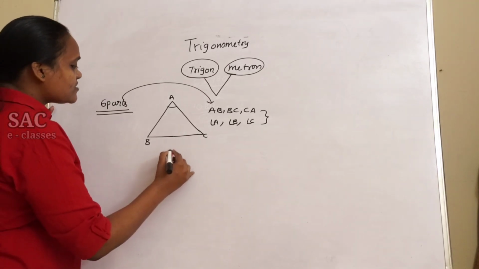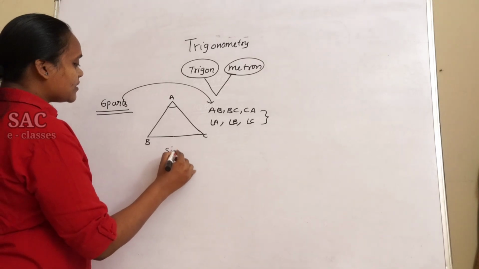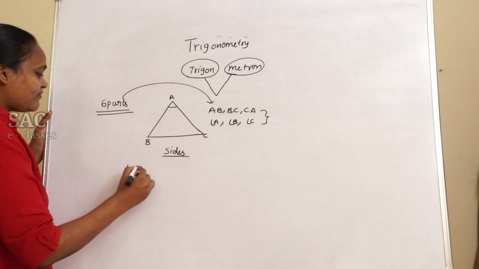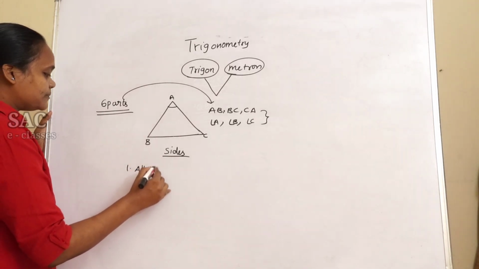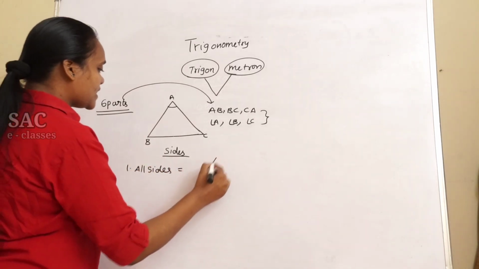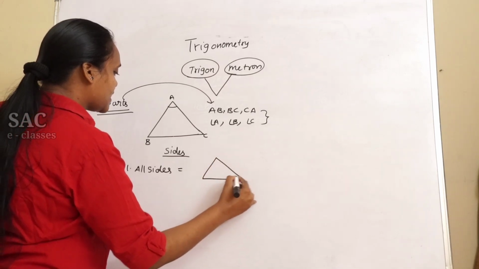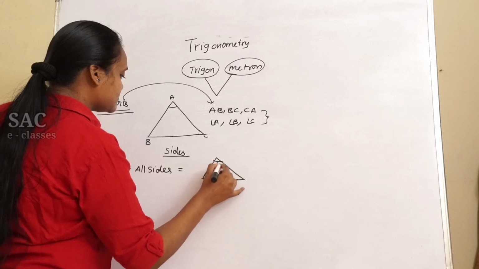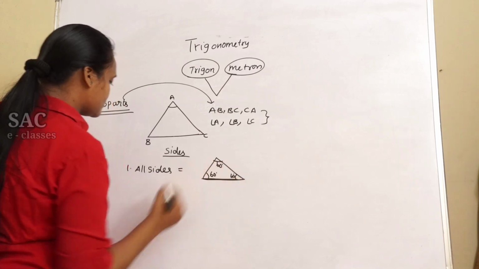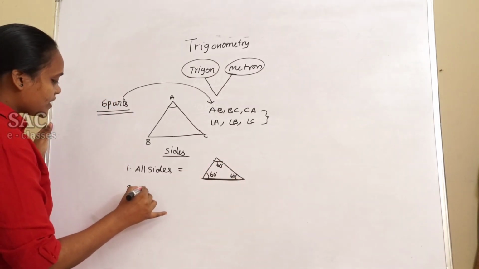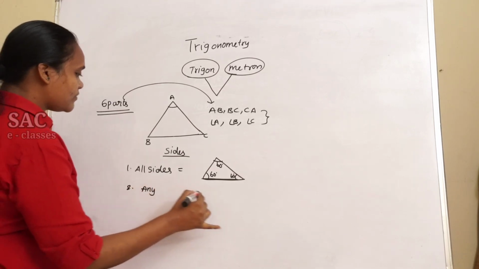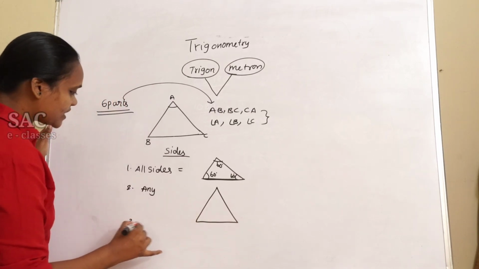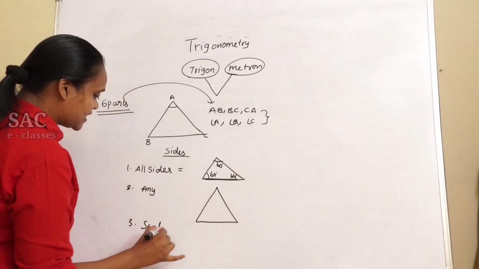Based on the sides, usually there are 3 kinds. If all sides are equal, we say it is an equilateral triangle. In an equilateral triangle, every angle is 60 degrees. The second one is, if any 2 sides are equal, we call it an isosceles triangle. If no 2 sides are equal, we call it a scalene triangle.